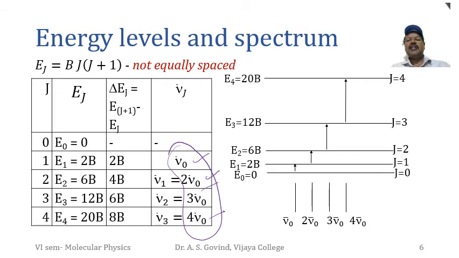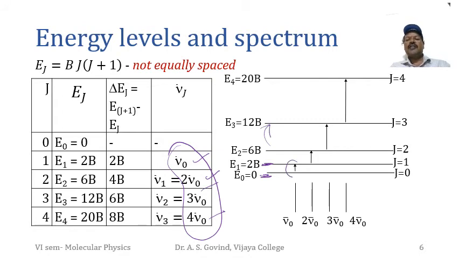And if you represent in the energy level diagram, notice that the spacings are not equal. So if this is 0 and this is 2, 6 should be a little more than double this. So 6 will come here. 12 should be double of 6. So therefore it should come somewhere here like that. You have to adjust the spacings.